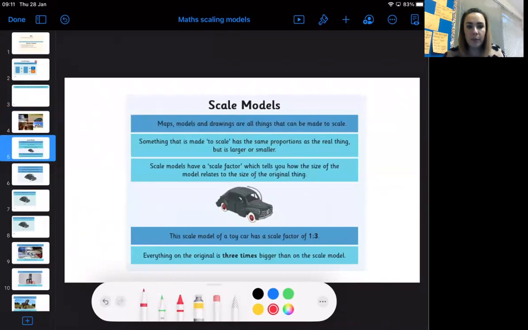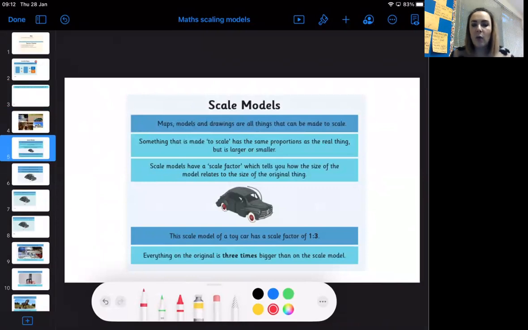So scale models. Maps, models, and drawings are all things that can be made to scale. Something that is made to scale has the same proportions as the real thing, but is larger or smaller. So it means it looks exactly the same, but is small or big. And we'll look at some examples of both in a moment.